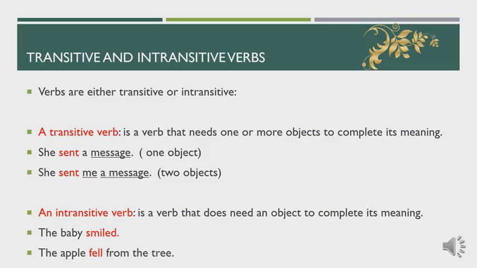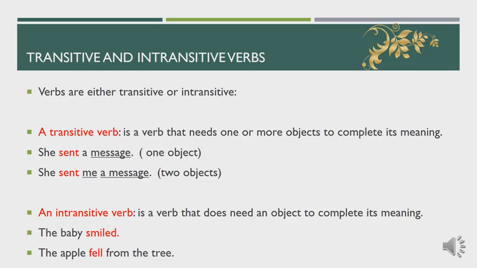For example, the baby smiled. Smiled is the verb. Notice that after smiled, we don't have any word, which means that because we don't have any object after this verb, it means that this verb is an intransitive verb. Of course, the baby is N, which is the subject of the sentence, and smiled is the verb. Because the verb is not followed by N, it is not followed by an object, this verb is called an intransitive verb.